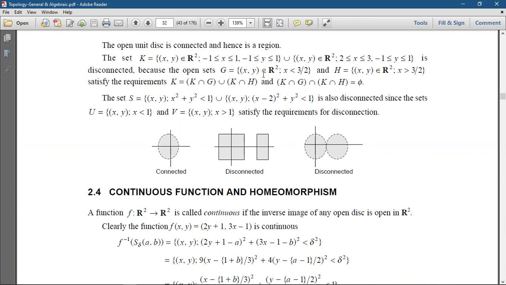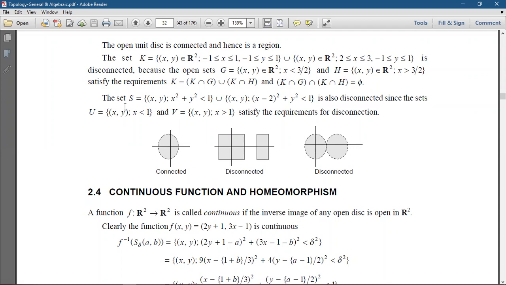because the open set G equals {(x, y) belongs to R square such that x is less than 3/2}, and H equals {(x, y) belongs to R square such that x is greater than 3/2} satisfy the requirement K equals (K intersection G) union (K intersection H), and (K intersection G) intersection (K intersection H) equals phi. Hence the set is disconnected.